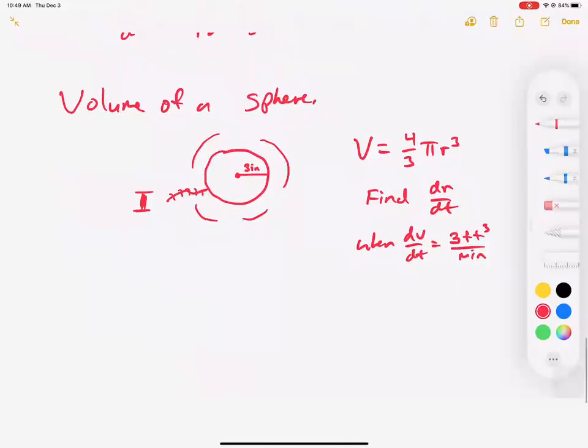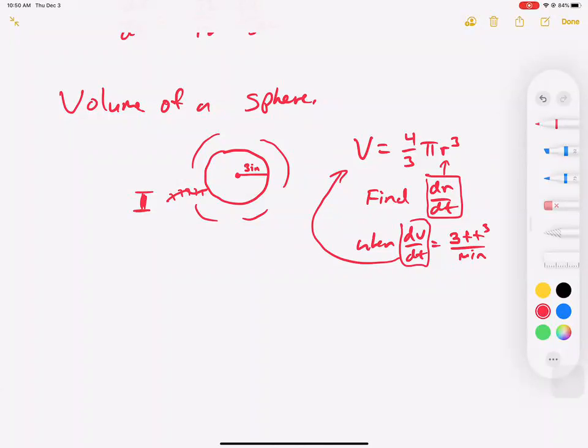Okay, so a couple of things you want to see in a problem like this. First, they didn't give us dr dt. How am I supposed to get r to dr dt? They gave me dv dt. How am I supposed to change v to dv dt? Take the derivative. So we're just going to take the derivative there.